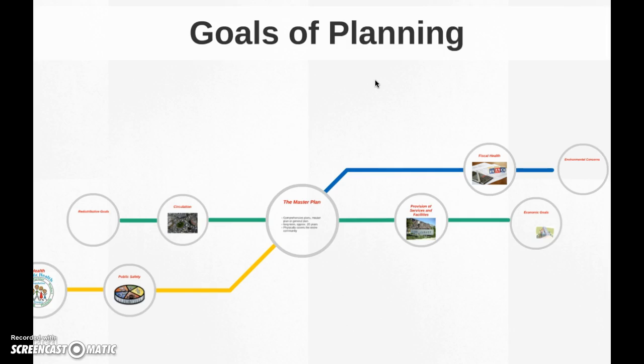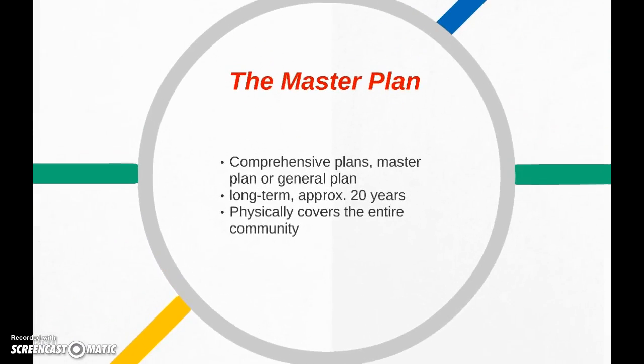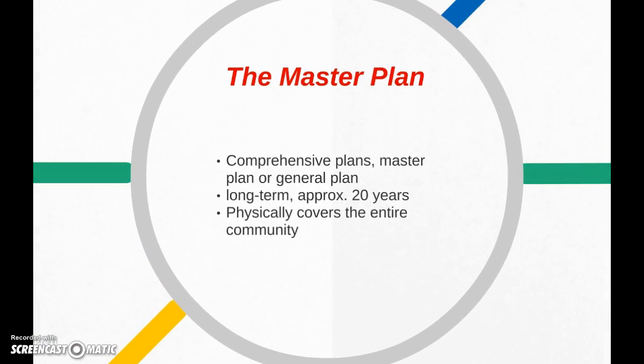And another characteristic is that it covers a relatively long period of time. And what I mean by that is about 20 years. So most plans, about 20 years is the range to implement the goals. So just the goals of the comprehensive plan is what we're going to go over here briefly. So like I said, they're general plans, master plans, about 20 years, covers the entire community.